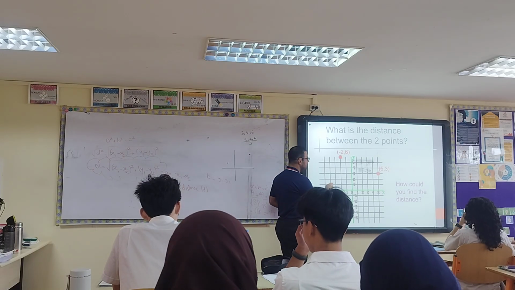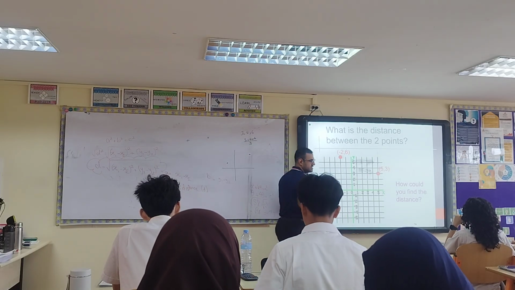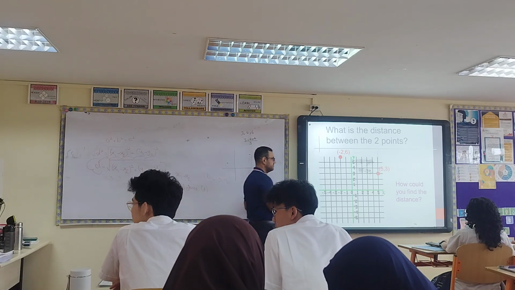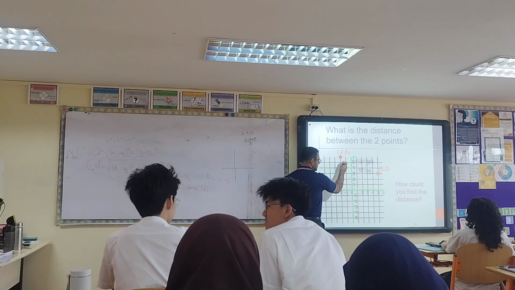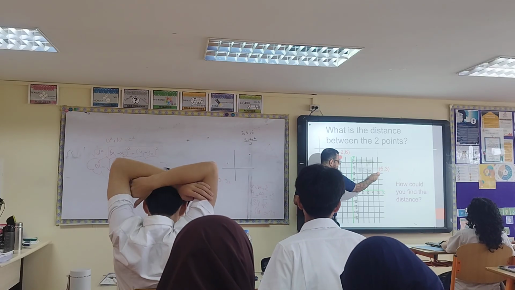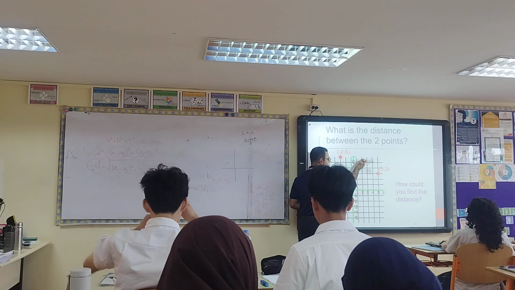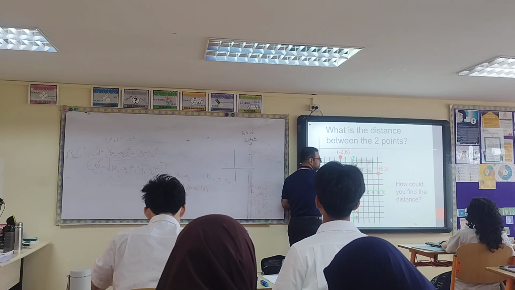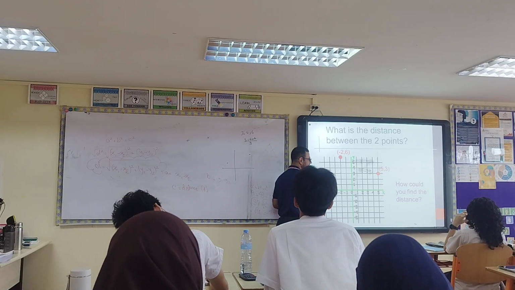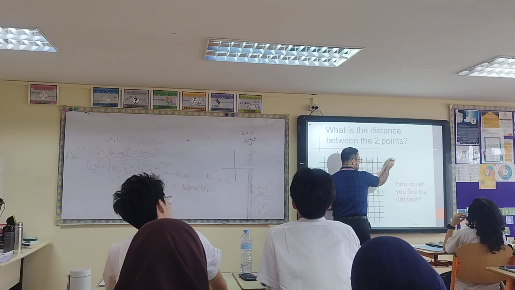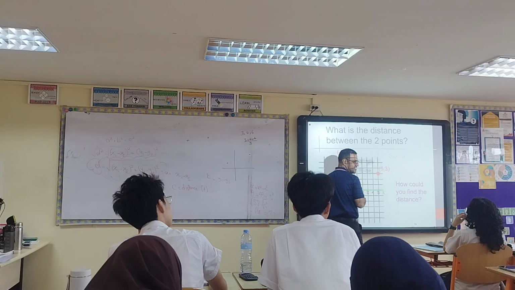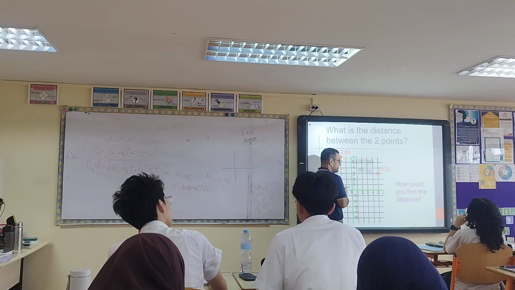Okay. Do you remember Pythagoras? What is Pythagoras theorem? A squared plus b squared equal to c squared, right? So the distance is c, but I'll call it d instead. It's any symbol. D stands for distance, right? So it's a squared plus b squared equal to d squared.